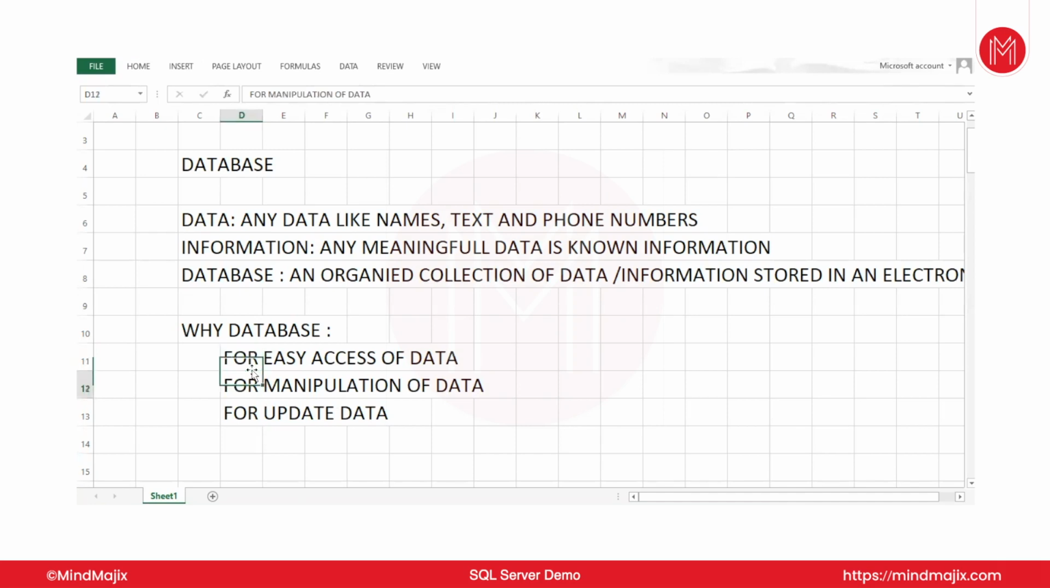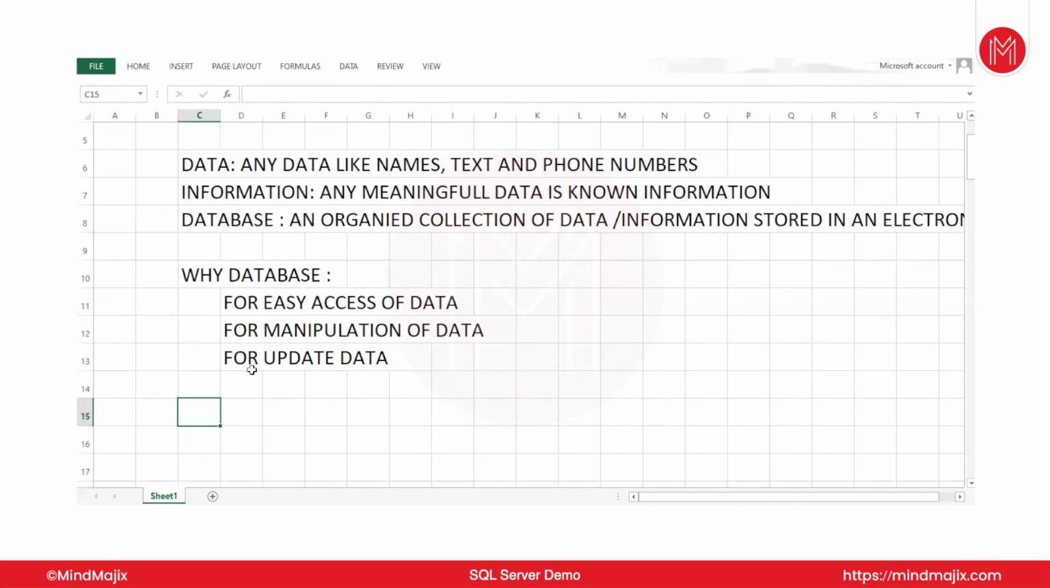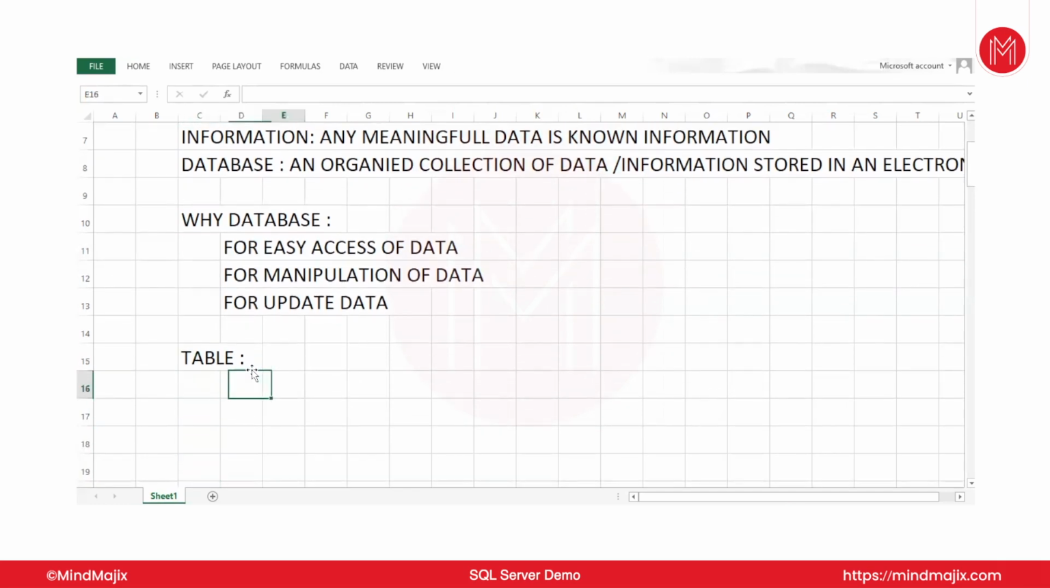Before going to the database, let me explain the table. What does a table mean? All the tables will look like this. For example, let me draw one over here. We have a company called Amazon. In that, we have an employee table, right?